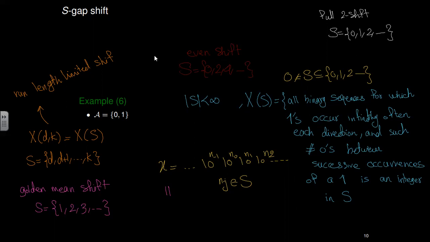Also, we have another interesting shift. We can say the prime gap shift, when s is equal to a prime number: 2, 3, 5, 7, and so on. So that's it, we have such an example. Let's discuss another example.